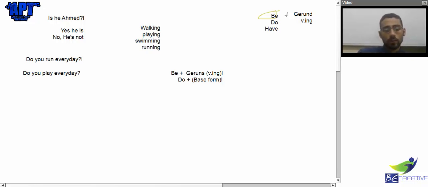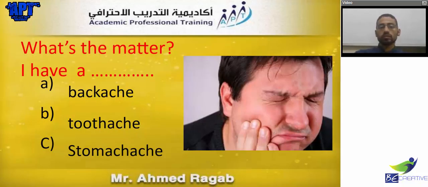Now, after verb to have comes something called past participle, and we will take that in the future, inshallah. Okay? So far, verb to be is followed by gerund. Verb to do is followed by the base form. So there is a small technical problem.